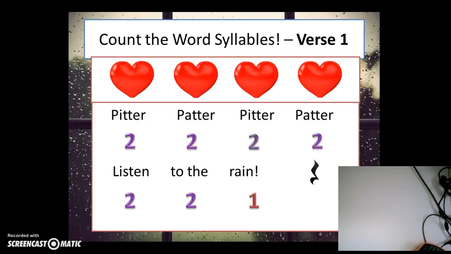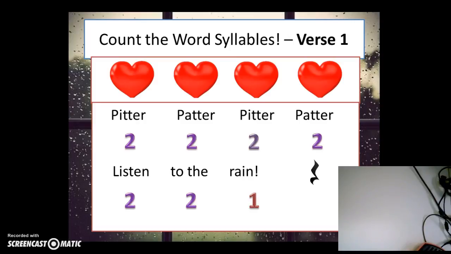So let's go through. I want you to clap the words as I play. When I say clap the words, that means you are going to clap pitter, patter, listen to the rain. You are going to clap all the words. Let's try clapping just the words together right now.